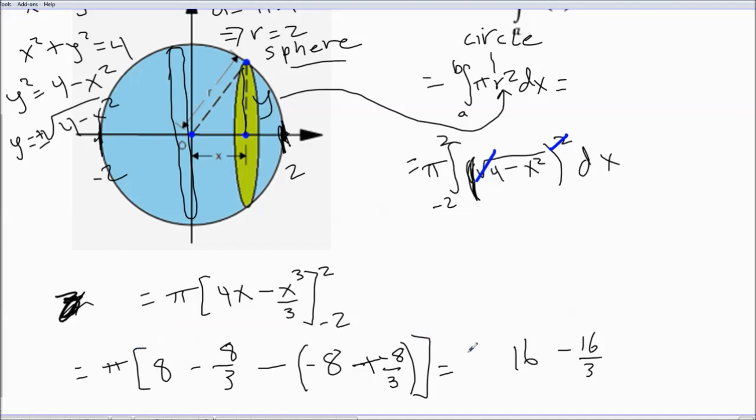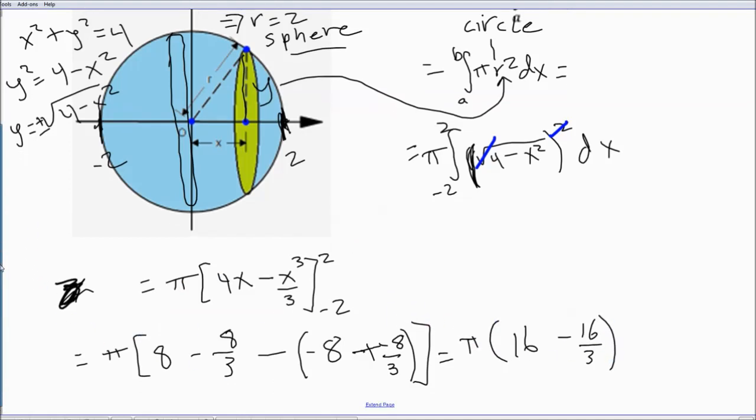And don't forget the pi. Okay, and doing a little bit of fraction action here, I get 32 thirds pi. And then what are the units? Okay, let's pause for a second. What did we just find? We found a volume, and our initial measurement was in inches, so this is going to be inches cubed. Okay, and that's it. So that's how we find the volume of our orange.